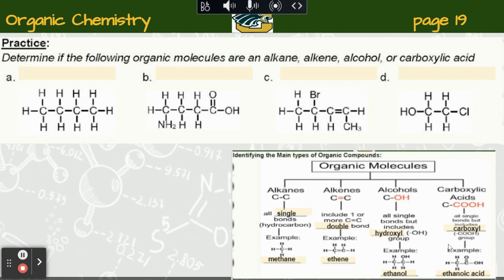So take a minute and pause the video and try to see if you can tell, not the name, but is this an alkane? Is it alkene, alcohol, or carboxylic acid? Do that now and pause the video before I go through the results.